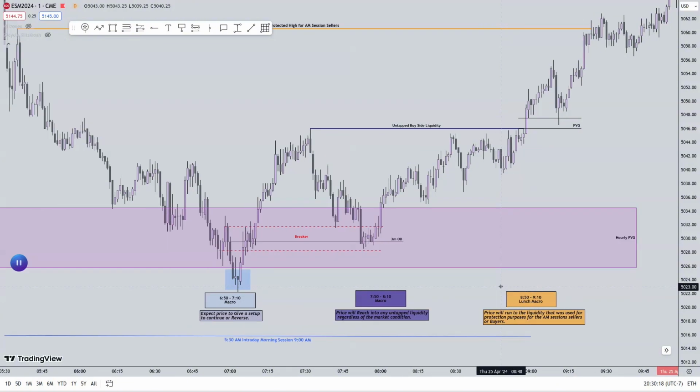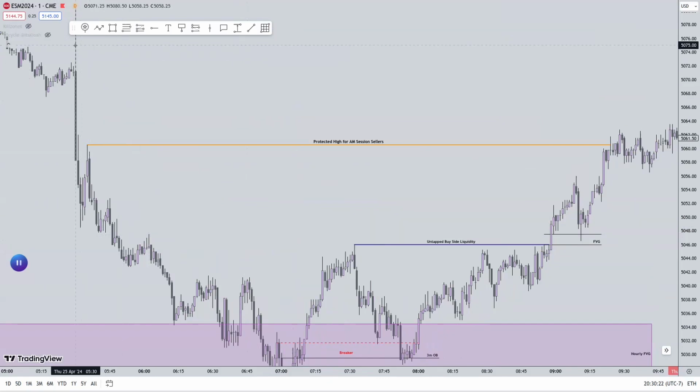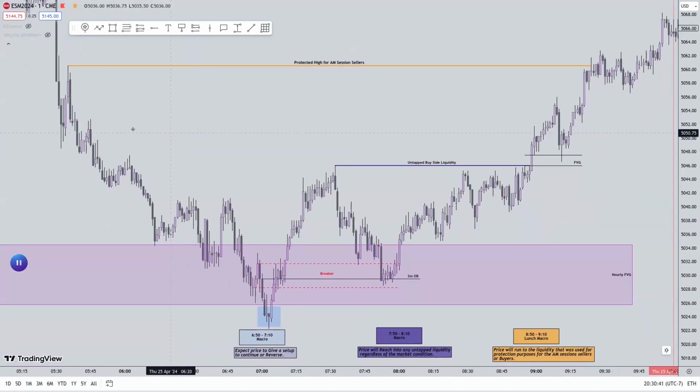And there's another macro right there which just says price will target the AM session protection. So there's the macro right there. There's the AM session. You can see that big candle was news, so we can ignore it. And that is where the AM session traders will have their stop loss at that orange line right there. So that big old wick candle, we can ignore it since it's news. And that's just where people would have their stop losses in the AM session because they're looking for sells.